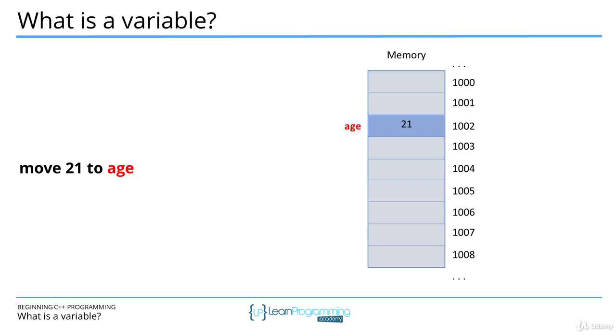Also, thinking of names that make sense to us makes writing and reading programs much easier. That's the basic idea behind names and variables. Of course, since age is a variable, that means that its contents can vary. So if we turn 22 years old, we can change the value of age from 21 to 22.